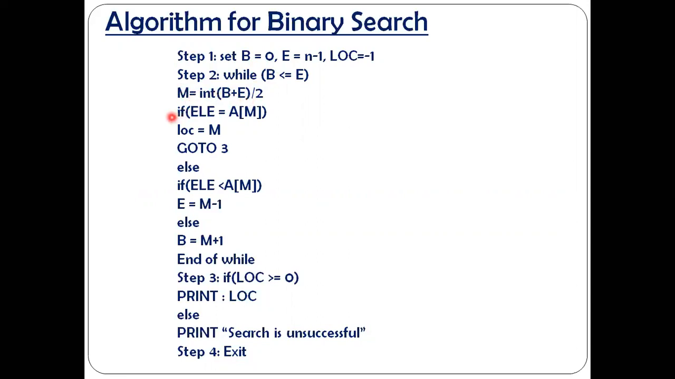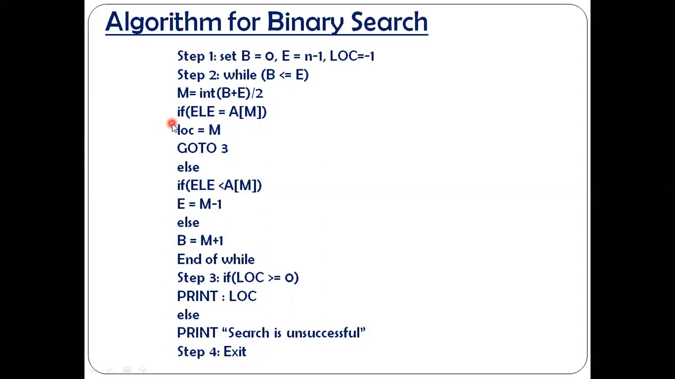Next, we will compare the searching element with the middle element. If element is equal to a of m, element means the searching element. The searching element is equal to a of mid, the value stored in the middle position. If the searching element is present, we'll note down its position, come out, and execute step number 3 directly to print an appropriate message.